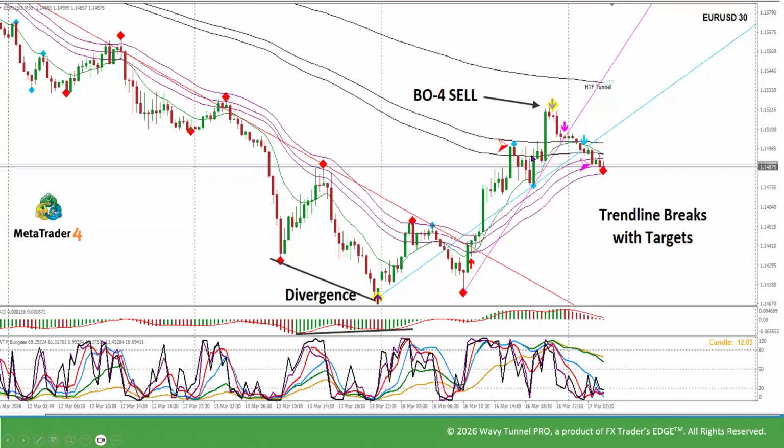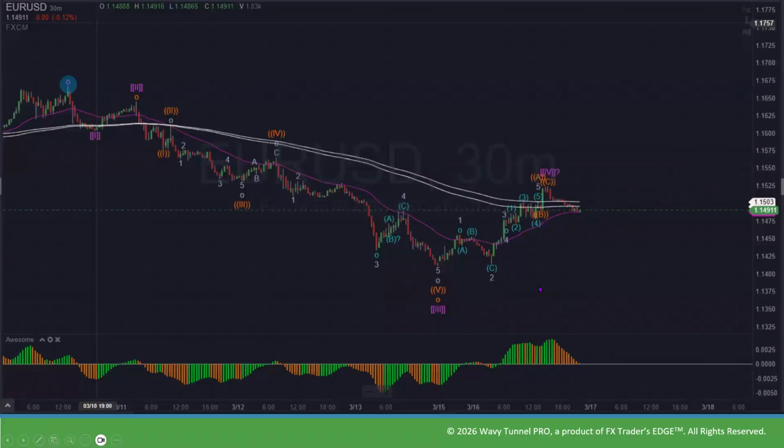So let's look at the wave count now. The question here for the euro is: is this a correction up, and are we going to continue the trend down, or is the wave going to cross the tunnel moving higher, and are we going to start to move higher? The wave-basis software is calling this the end of a wave 3, and then we move up for a wave 4, looking for a move down.